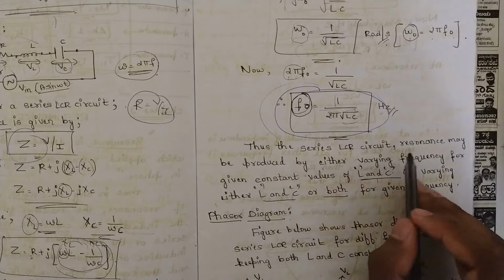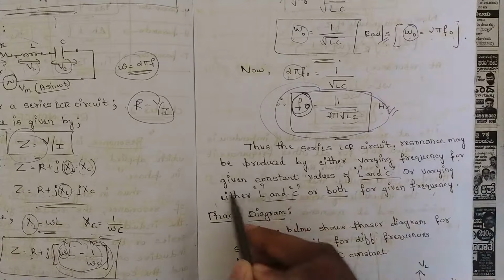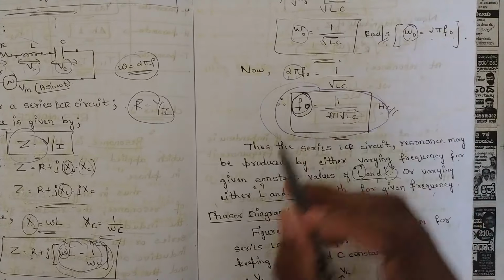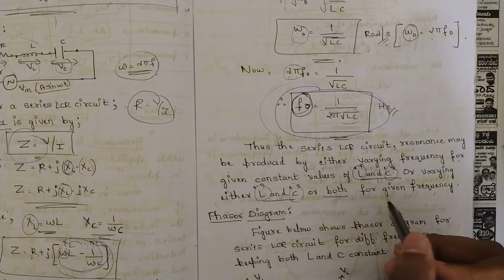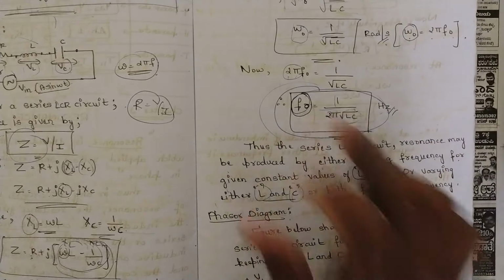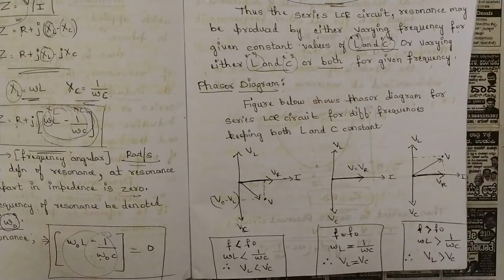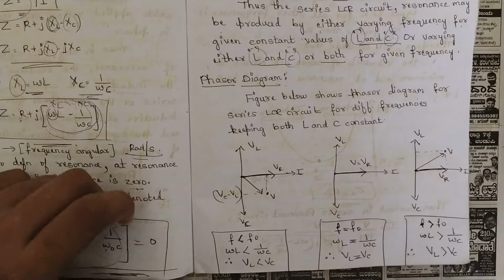Thus, the series LCR circuit resonance may be produced either by varying the frequency, that is f naught, for given constant values of L and C, or by varying either L and C or both for the given frequency. So this is the conclusion and the expression for series resonance. Hope this derivation is clear. Very important, it would come for 7 to 8 marks, so please note it down.